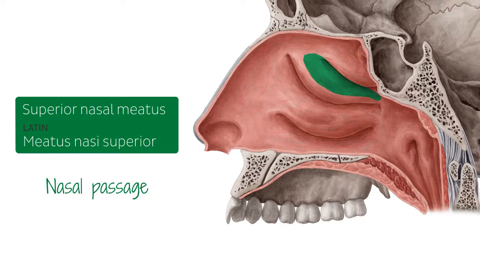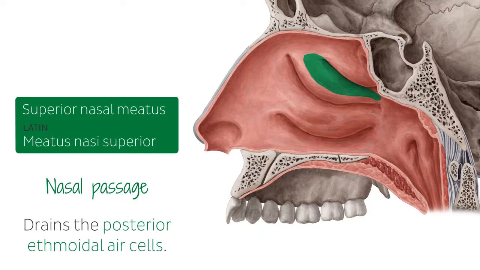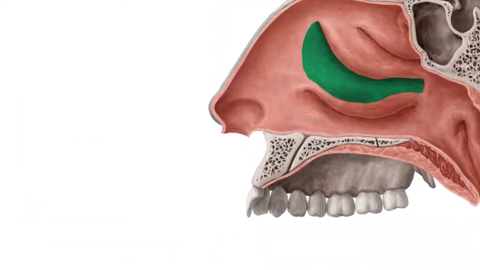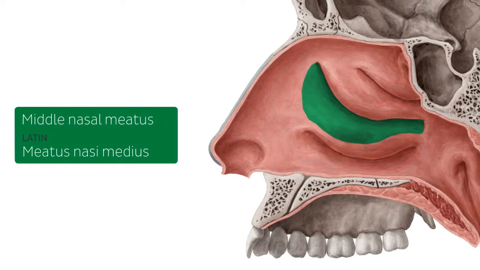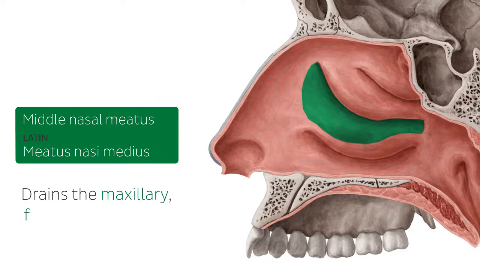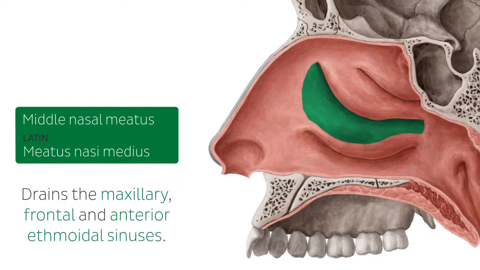The sphenoethmoidal recess opens into it and it drains the posterior ethmoidal air cells. The middle nasal meatus is situated between the middle nasal concha and the inferior nasal concha. This nasal passage drains the maxillary, frontal, and anterior ethmoidal sinuses.